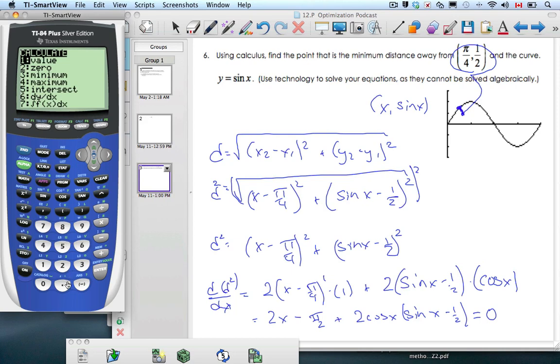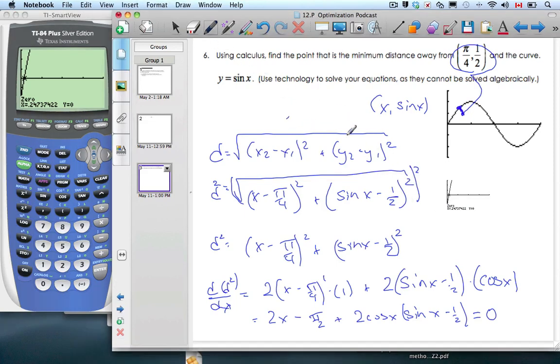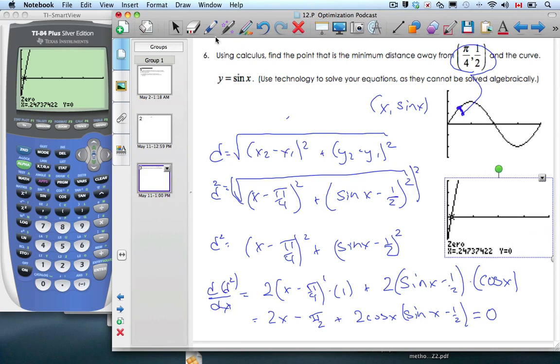So let's go and calculate that zero. My left bound, let's make 0. My right bound, let's make 1. And I'm going to guess 0.5. And I get my zero is 0.247. So I know the x value that solves that equation is 0.247 to 3 significant figures.